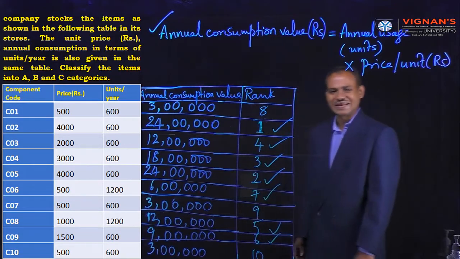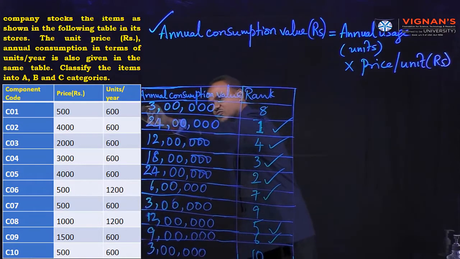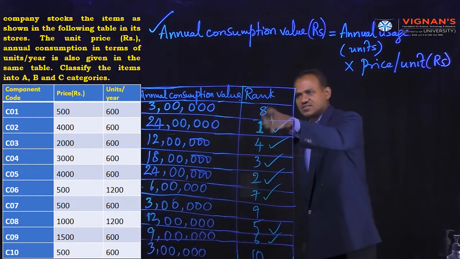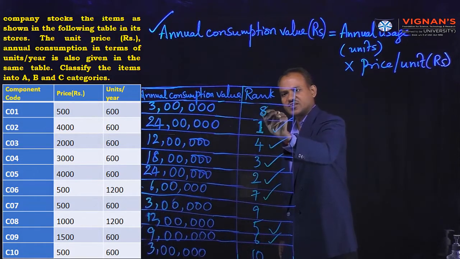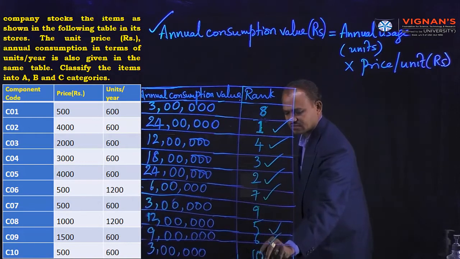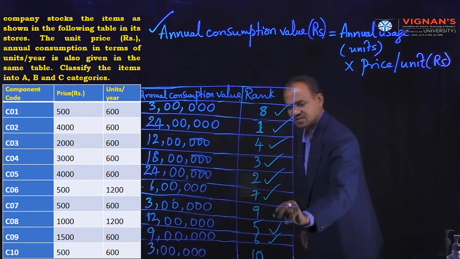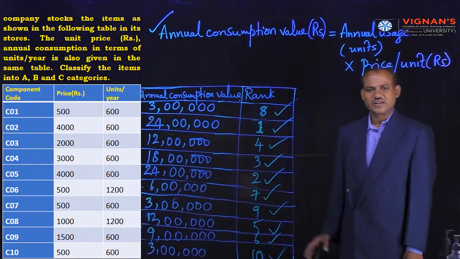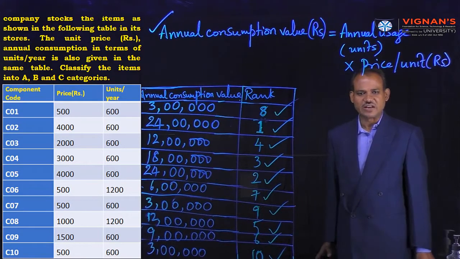Next minimum is 3 lakhs. There is a tie between 3 places: 1, 2, 3. So based on this serial order, assign rank. This is 8, first come first serve basis. This is second, 9. Last one, this is the third one, 10th rank. Likewise, we have assigned ranks for each item based on the descending order of the annual usage values.